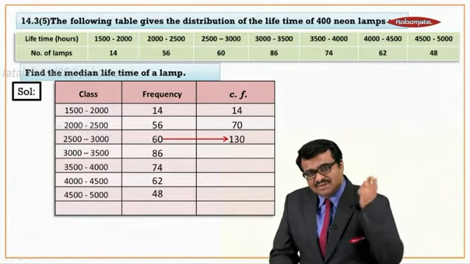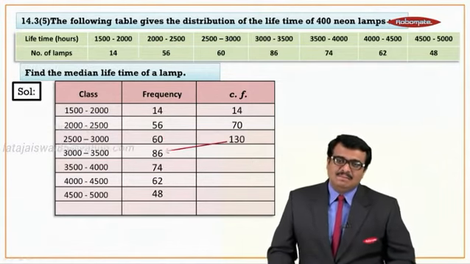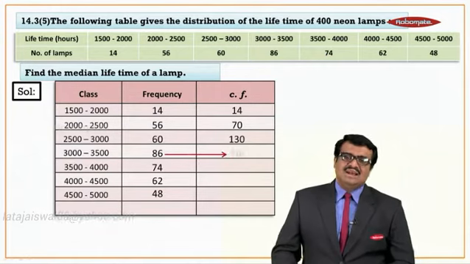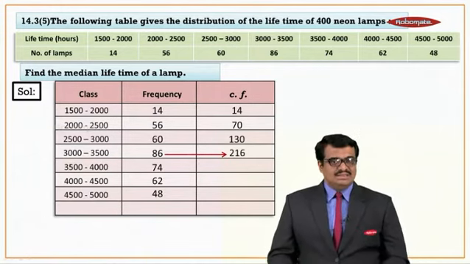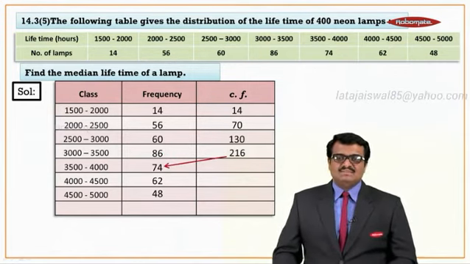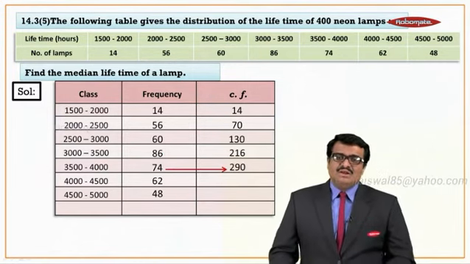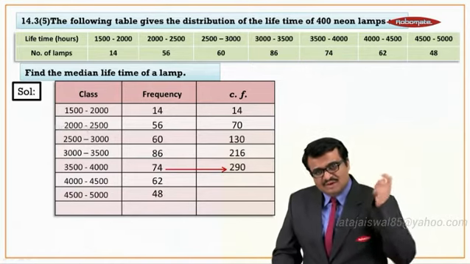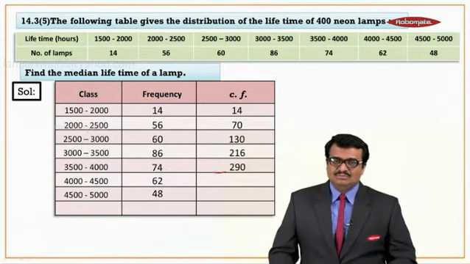Then 130 you will add with the next frequency. 130 plus 86, you will add it and write it there in the CF column, that is 216. 216 you will add to the next frequency, that is 74. 216 plus 74 gives you 290.